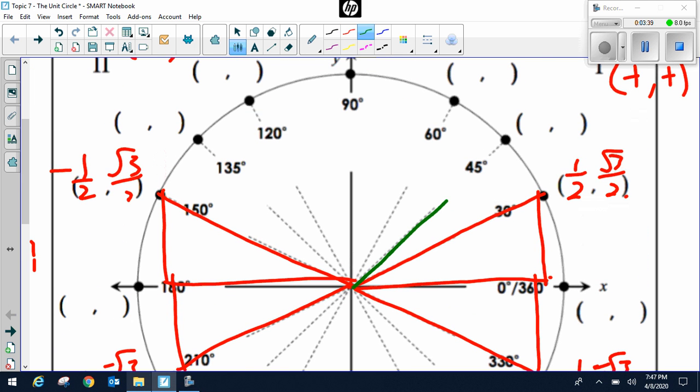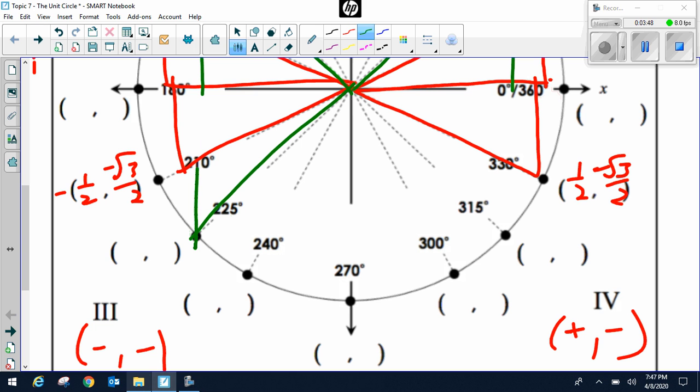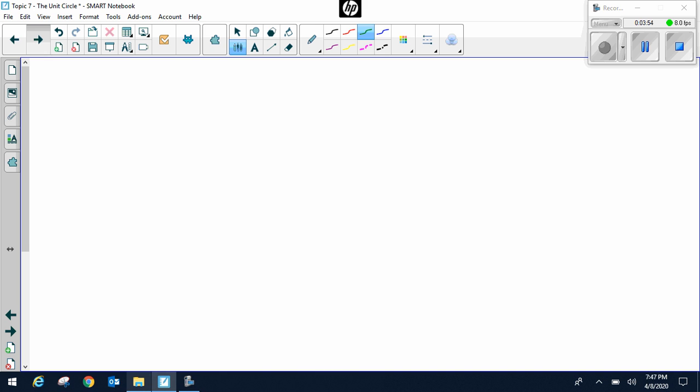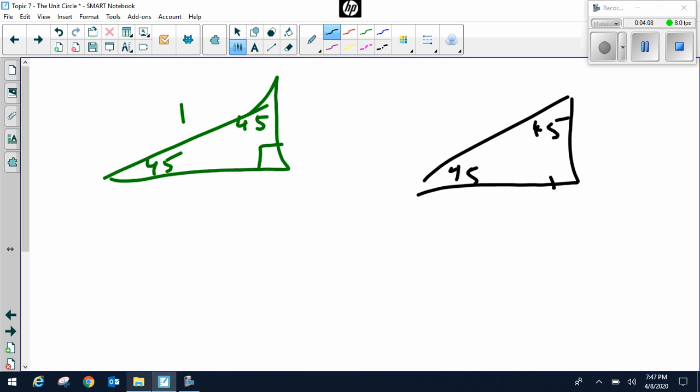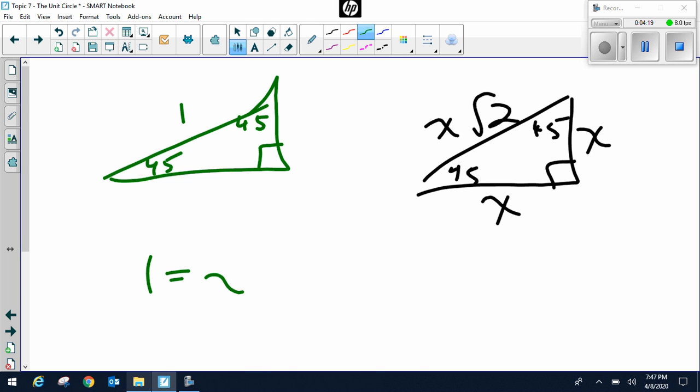Then you have another triangle that takes place in these, and it's another special right triangle. Okay, and in this one, and all these green triangles, these are all 45, 45, 90 right triangles. And again, we know the radius of that is 1. Remember, in a regular 45, 45, 90 right triangle, the sides are the same length, and the hypotenuse is x times the square root of 2. Well, knowing that information, we know that this will be 1 equals x times the square root of 2.